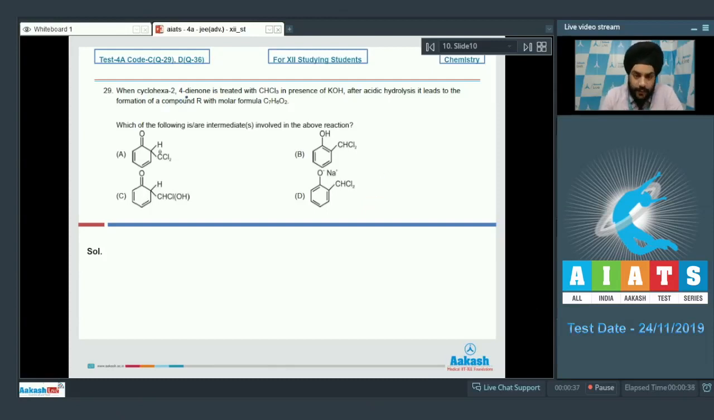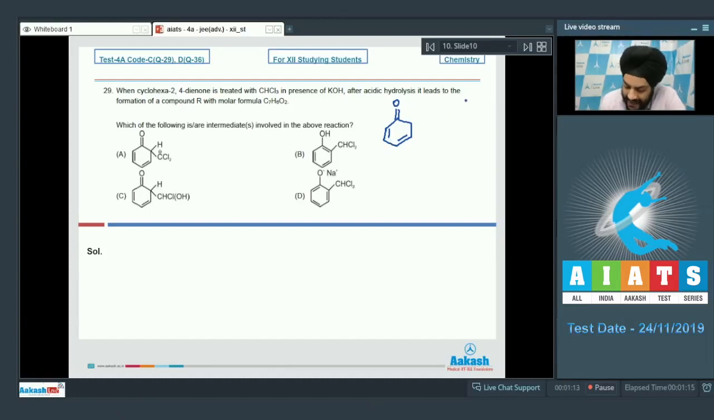When cyclohexa-2,4-dienone is treated with CHCl3 in presence of KOH, after acidic hydrolysis, it leads to the formation of a compound R with molecular formula C7H6O. So students, if we talk about the given reaction, we have cyclohexa-2,4-dienone. The ketone has to be by default given as number 1 in this case. So there is a diene present at number 2 and number 4. So this is the structure of the cyclohexa-2,4-dienone.